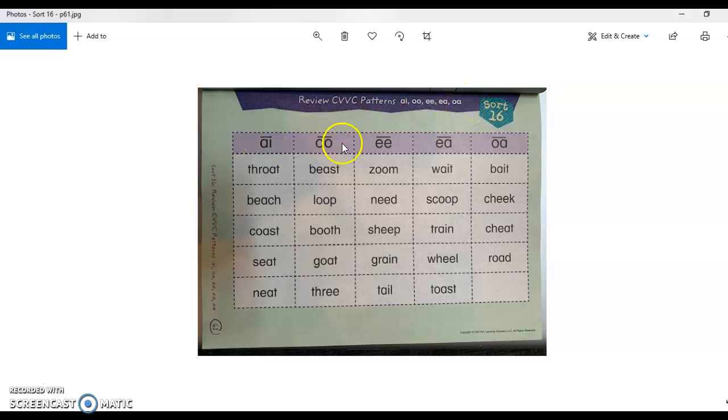So we're looking at 5 different categories of words, and basically you're sorting them by any word that has the pattern you're looking for. It fits under that column. So the pattern you're looking for is AI, you're looking for AI words. You're looking for OO words, EE words, EA words, and OA words. But the idea is that you're both practicing sounding out those words correctly and also spelling those words correctly.